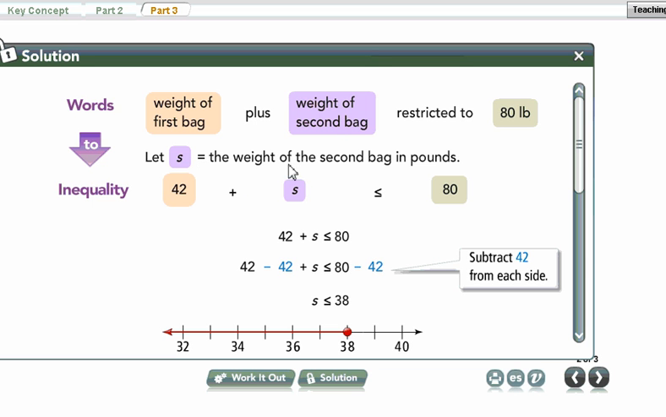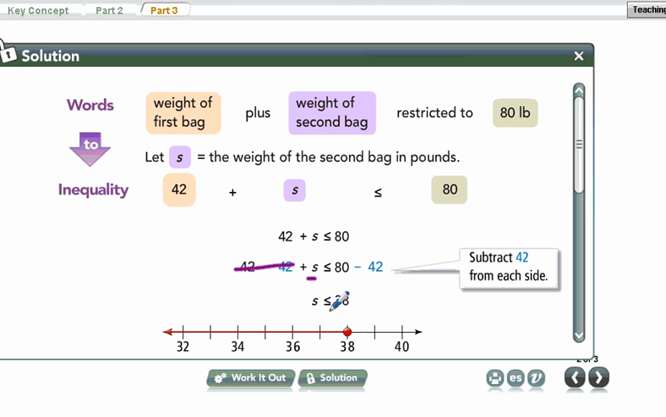We're going to let s be the second bag. The first bag we knew was 42 pounds. We need to add a second bag, but they have to stay less than 80 pounds. So we have 42 plus s is less than or equal to 80. Remember, I want to get s by itself. So in order to get s by itself, I need to subtract 42 from both sides. When I do, this just becomes 0. So s is less than or equal to 38 because 80 minus 42 is 38.